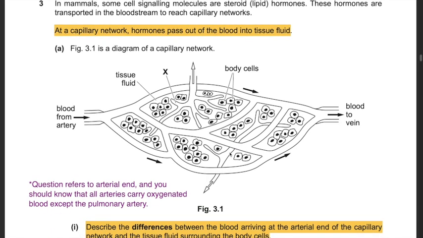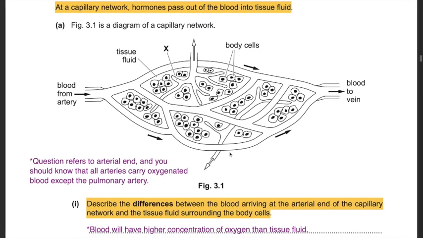Question 3. In mammals, some cell signaling molecules are steroid lipid hormones. These hormones are transported in the bloodstream to reach capillary networks. At a capillary network, hormones pass out of the blood into tissue fluid. Part A. Figure 3.1 is a diagram of a capillary network. First part, describe the differences between the blood arriving at the arterial end of the capillary network and the tissue fluids surrounding the body cells.